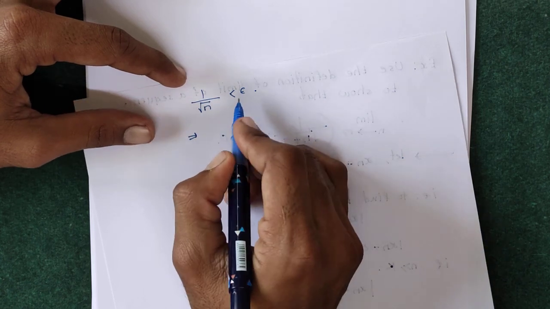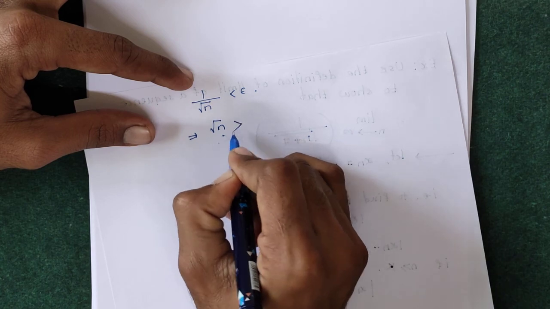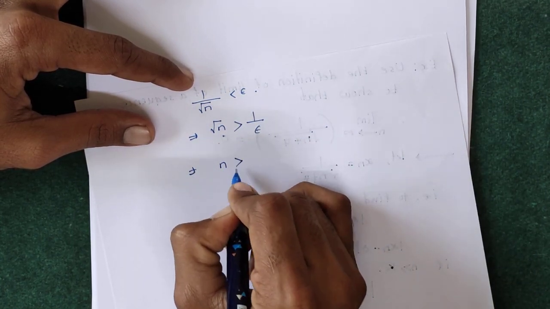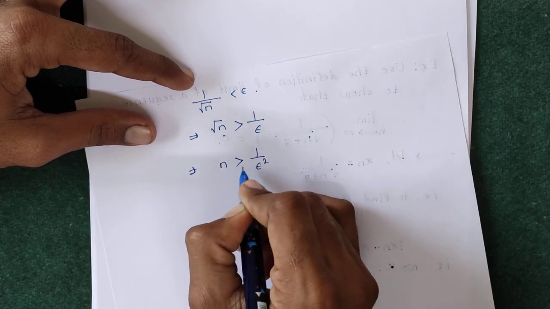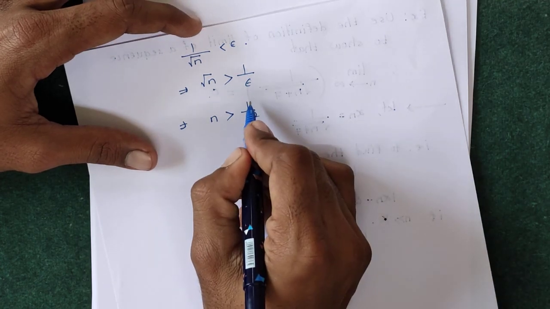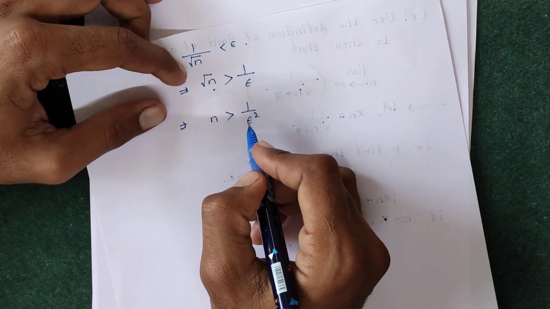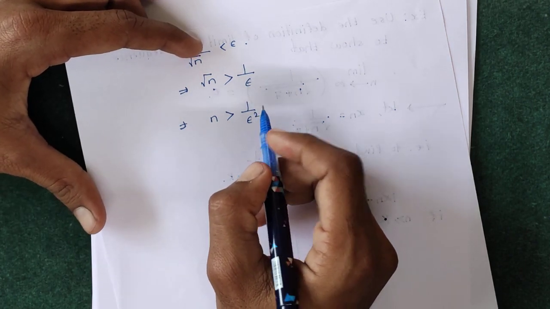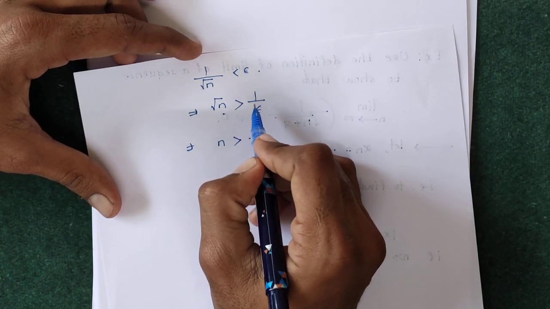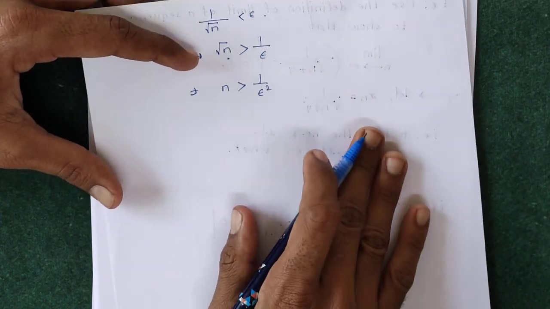If we rearrange this, we get square root of n is greater than 1 upon epsilon. If we square both sides, then we get n is greater than 1 upon epsilon square. Now if we choose k equal to 1 upon epsilon square, then square root of n is equal to this, and if we square both sides, we get 1 upon epsilon.